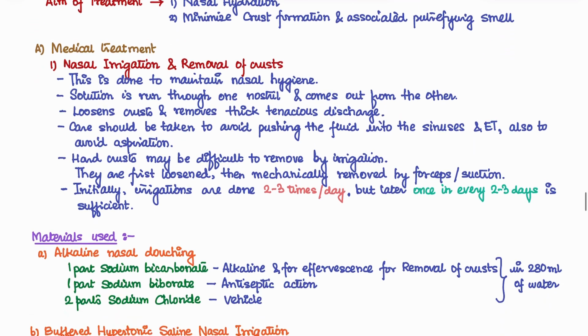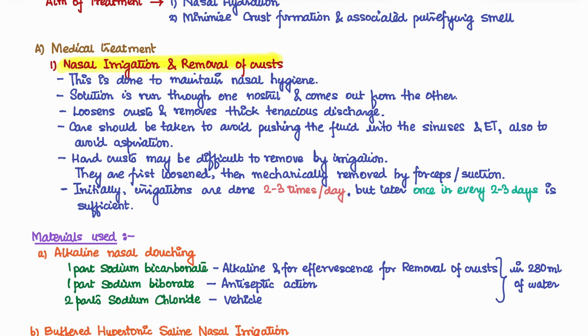The first important thing that comes under medical treatment is nasal irrigation and removal of the crusts. This is very important to maintain the nasal hygiene of the patient. When you begin treating the patient, usually this is done 2 to 3 times a day, and as it progresses to a later stage, you can reduce it, depending on the condition of the patient, to once every 2 to 3 days.